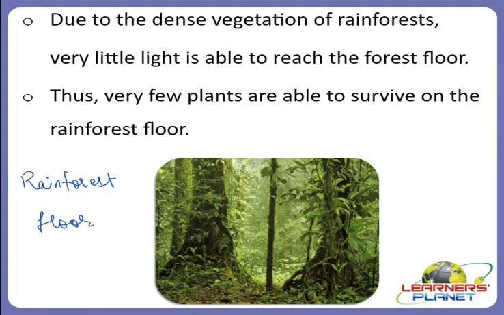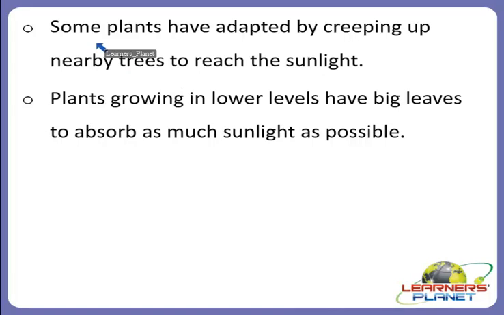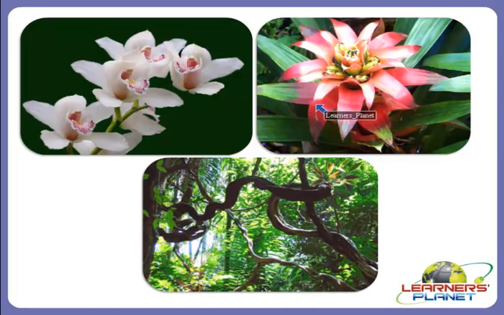There are other examples too, but before that we need to know that there are some plants which have adapted by creeping up nearby trees to reach the sunlight. So the rainforest floor has very few such plants because of the lack of light. Plants which are growing at lower levels have big leaves to absorb as much sunlight as possible. Right? So that is the thing to remember about tropical forests. There are very few plants growing on a rainforest floor.